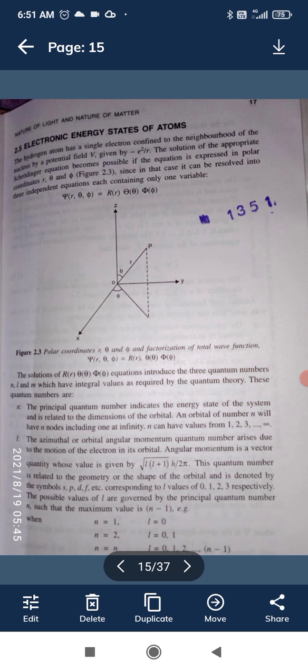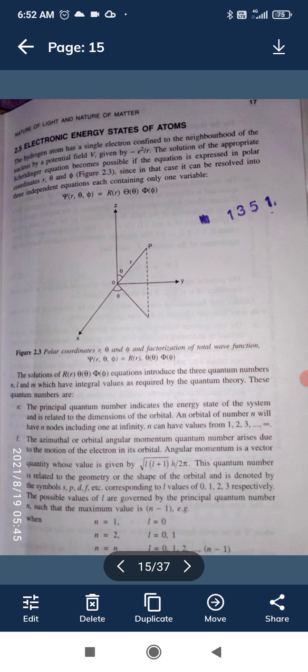And n can have values 1, 2 and 3. So l is the azimuthal or orbital quantum number. The angular quantum number arises due to the motion of the electron in its orbital. Angular momentum is a vector quantity whose value is given by square root of l into l plus 1, h by 2 pi. So this quantum number is related to the geometry or shape of the orbital and is denoted by the symbols s, p, d, f, etc. corresponding to l values of 0, 1, 2, 3 respectively.